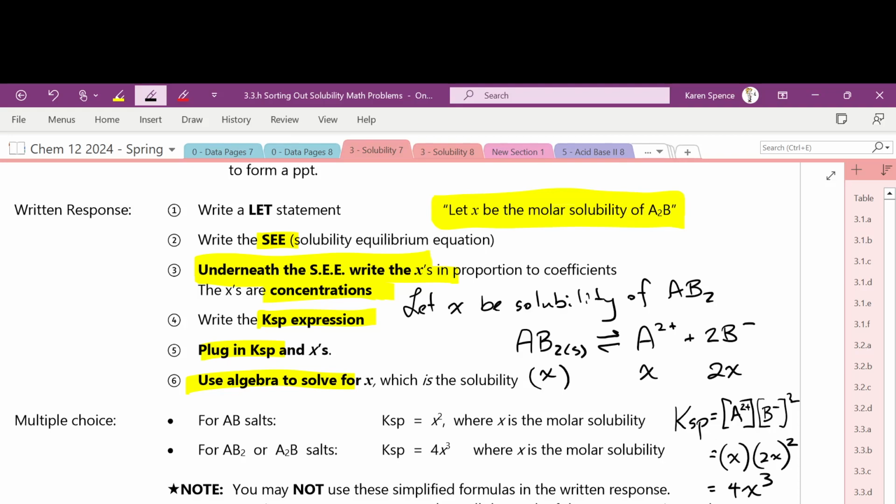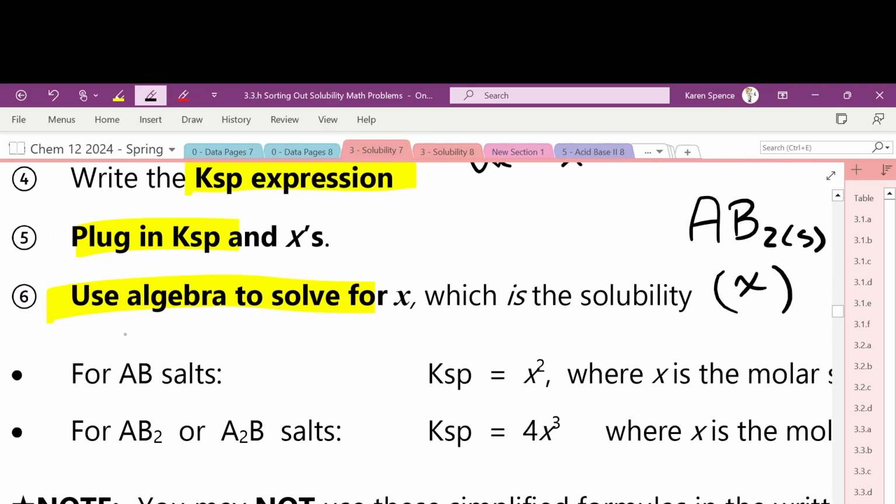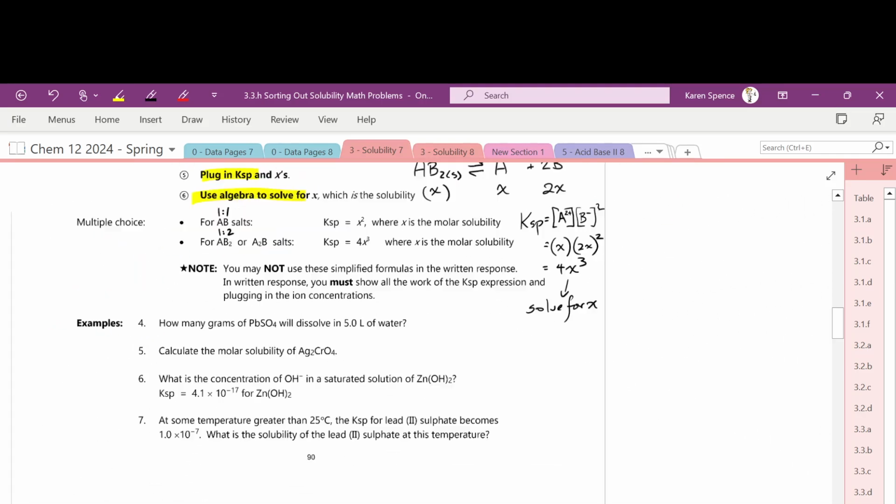Multiple choice, if you are given the Ksp and you have a 1-to-1 salt, you can just take the square root, right? If you have a 1-to-2 salt, you can divide the Ksp by 4 and take the cube root. Okay?